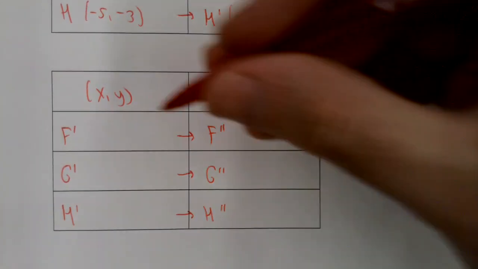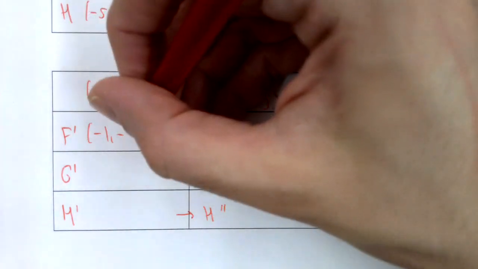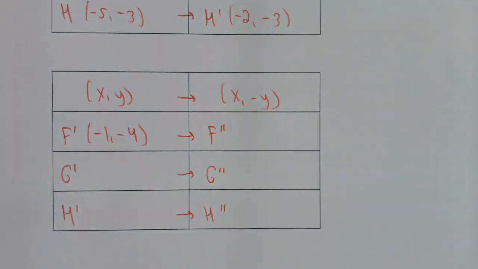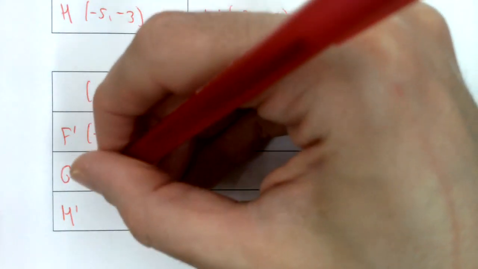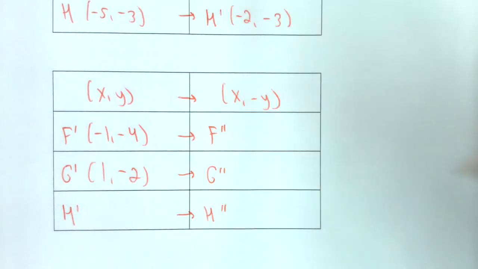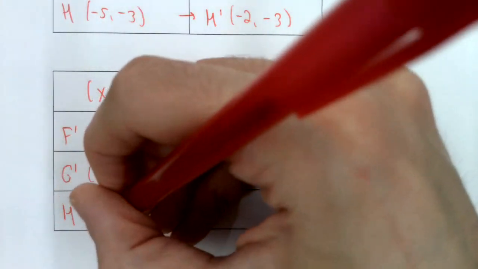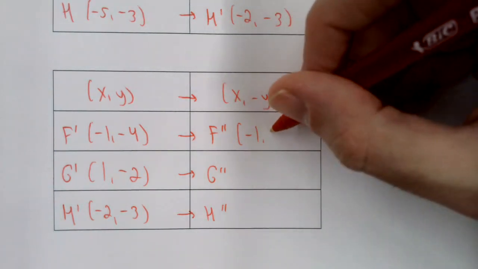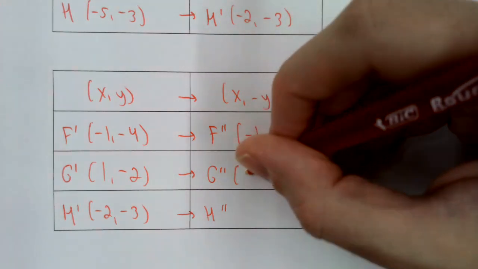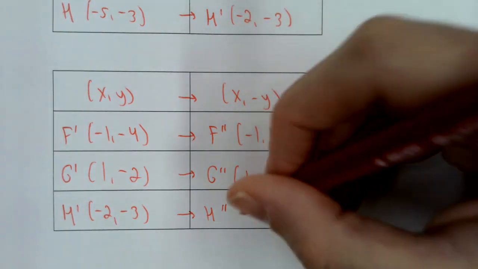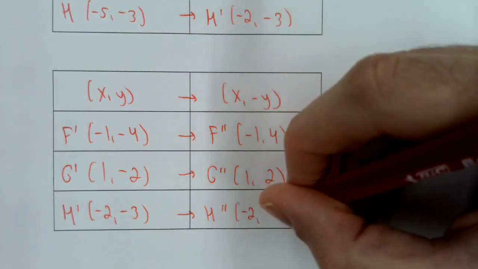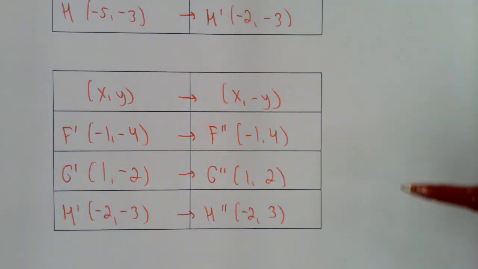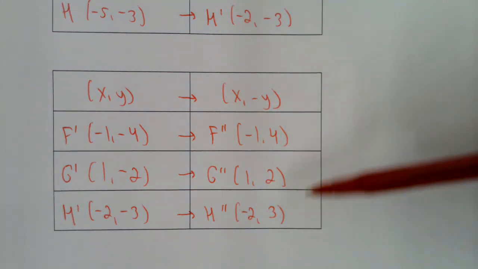So F prime, copying from above, is negative 1, negative 4. G prime, copying from above, is 1, negative 2. And H prime, copying from above, is negative 2, negative 3. I'm going to map onto x, opposite y. So F double prime is negative 1, 4. G double prime, 1, 2. And H double prime will be negative 2, 3. And these are the 3 I'm going to graph.